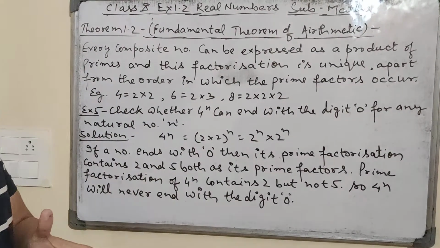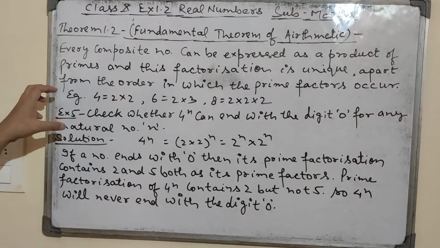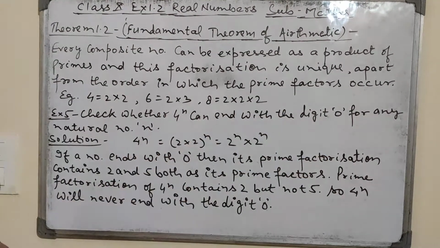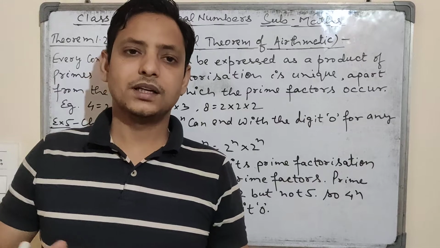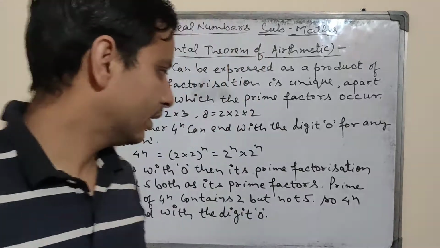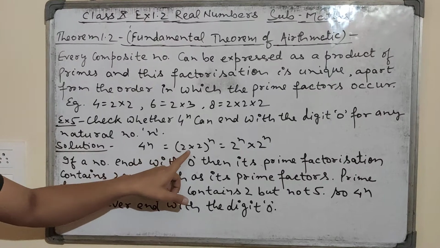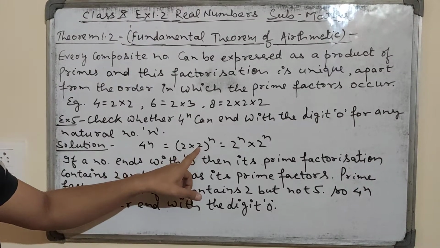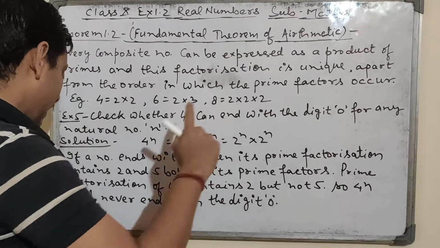Now related to this fundamental theorem of arithmetic, we have example 5. We have to check whether 4 to the power n can end with the digit 0, just like 20 ends with the digit 0. Similarly, we have to show whether 4 to the power n can end with digit 0 or not. Here we see that if we factorize, 4 to the power n equals 2 into 2 to the power n, because if we factorize 4, it is 2 into 2. Now it becomes 2 to the power n into 2 to the power n.